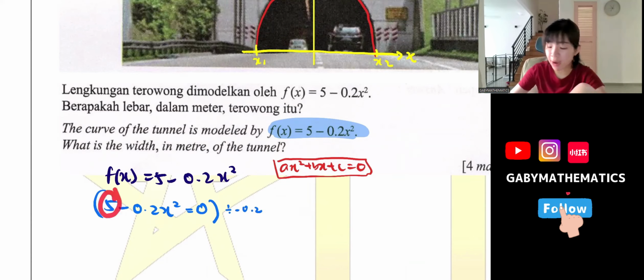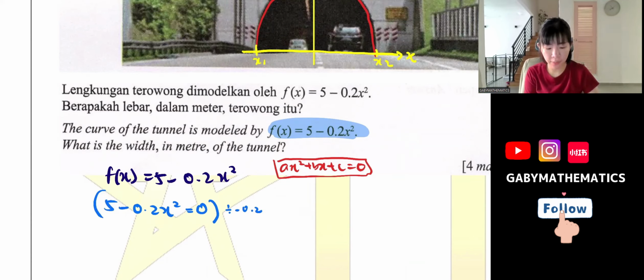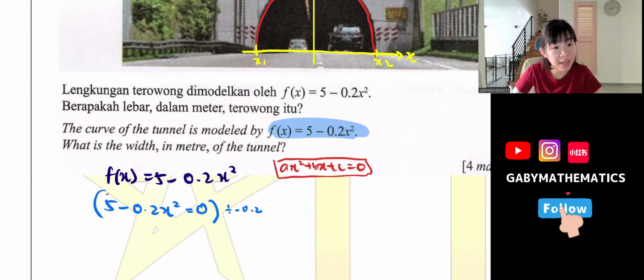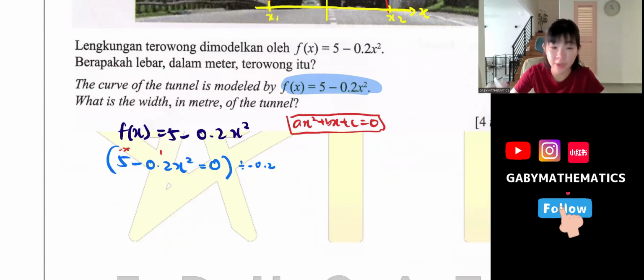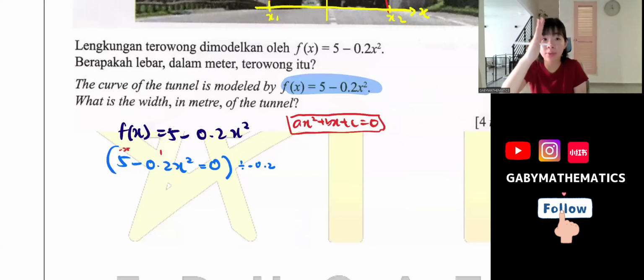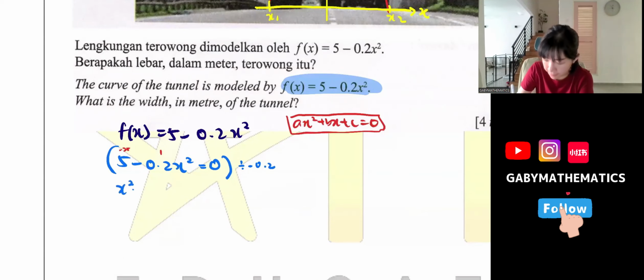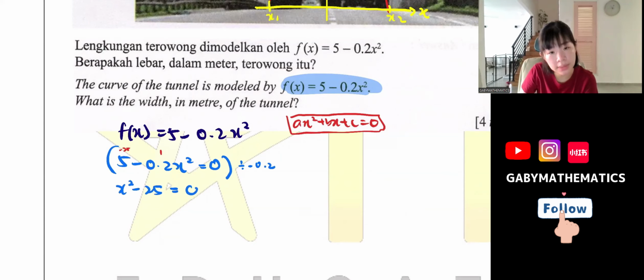Everything divided by negative 0.2. So 5 divided by negative 0.2, what do we get? We get negative 25, isn't it? You have your calculator, right? And then x² term, negative 0.2 divided by negative 0.2, I get 1. So we arrange it this way, x² first, because we want x² to be the first one. So x² - 25 = 0.